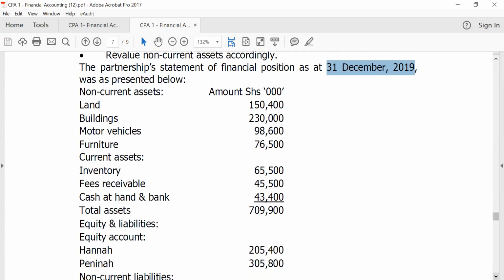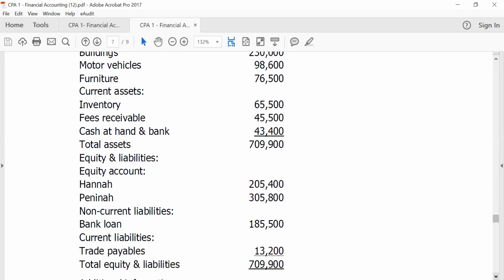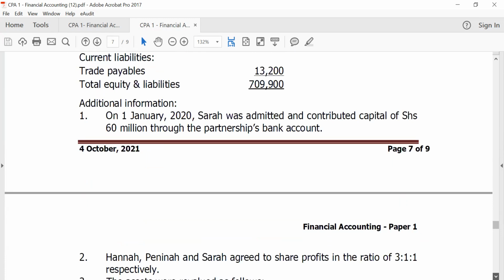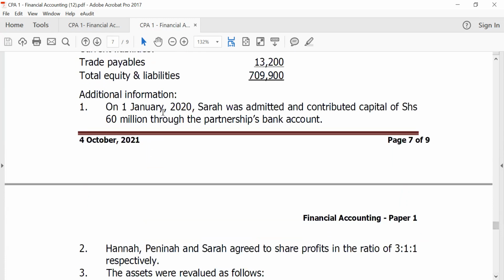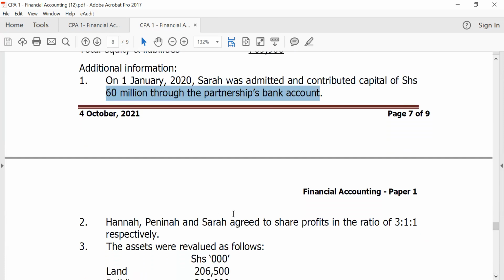So they're giving us a balance sheet, our statement of financial position, and it goes down. Now, additional information is telling us that on 1st January 2020, when they admitted Sarah, she contributed a capital of 60 million through the partnership's bank account. Hannah, Penina, and Sarah agreed to share profits in the ratio of 3 to 1 to 1.